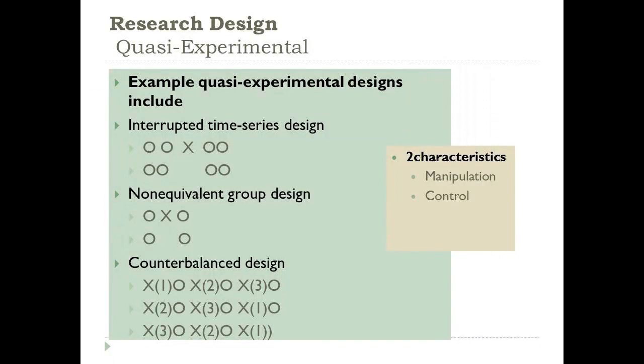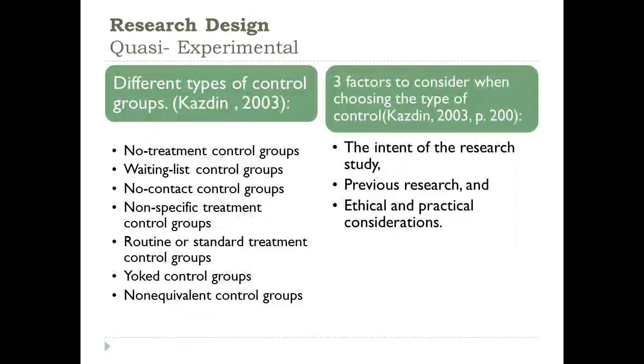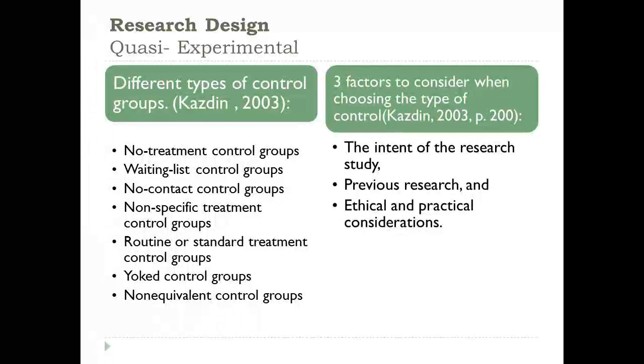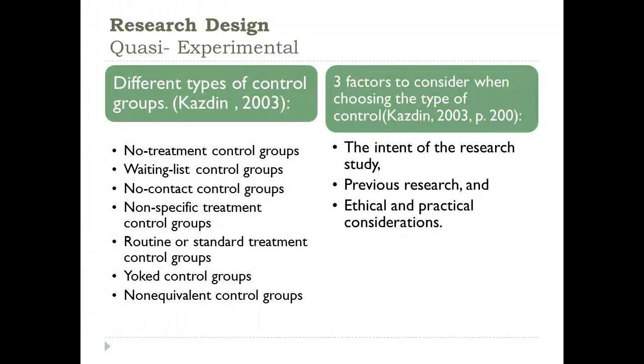Again, just to recap, a quasi-experimental design is often used in educational research. It has two primary characteristics, and that's manipulation. You as the researcher actually cause the treatment, you manipulate the independent variable, and there's always a control group, a comparison group. Now, talking about control comparison group, let me stop here for a moment and talk about that. There are different types of control groups, and you need to decide what type of control group you are going to use. Kazdin's 2003 book has a great discussion on different types of control groups.